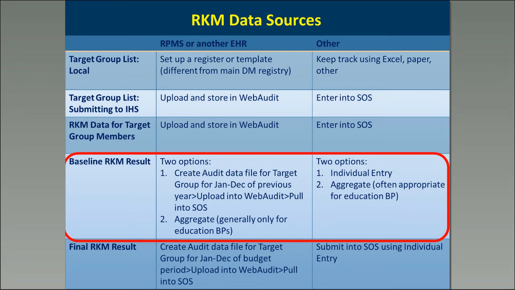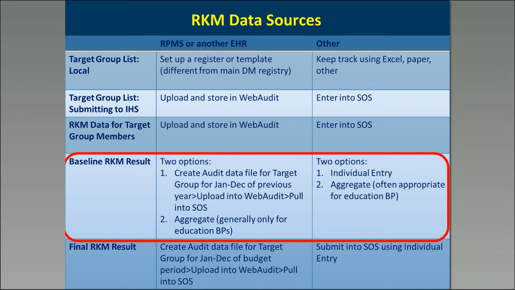Now, in terms of other sources, if you're using another source other than RPMS or EHR, you can keep track using Excel, paper, whatever method you have on hand. Your target group list will be entered into the SOS as well as the required key measure information for those members. And you'll see more of that when we go into the demonstration. There's two options for the other method. One is individual entry, and the other is aggregate.